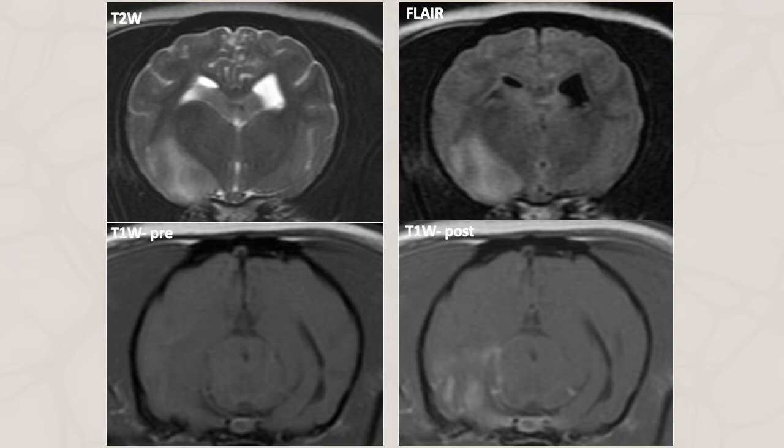And this is just an example where on the T2 weighted sequence within the piriform lobe, we see this T2 hyperintensity that's also present on FLAIR. And that region has contrast enhancement both within the parenchyma and meninges.